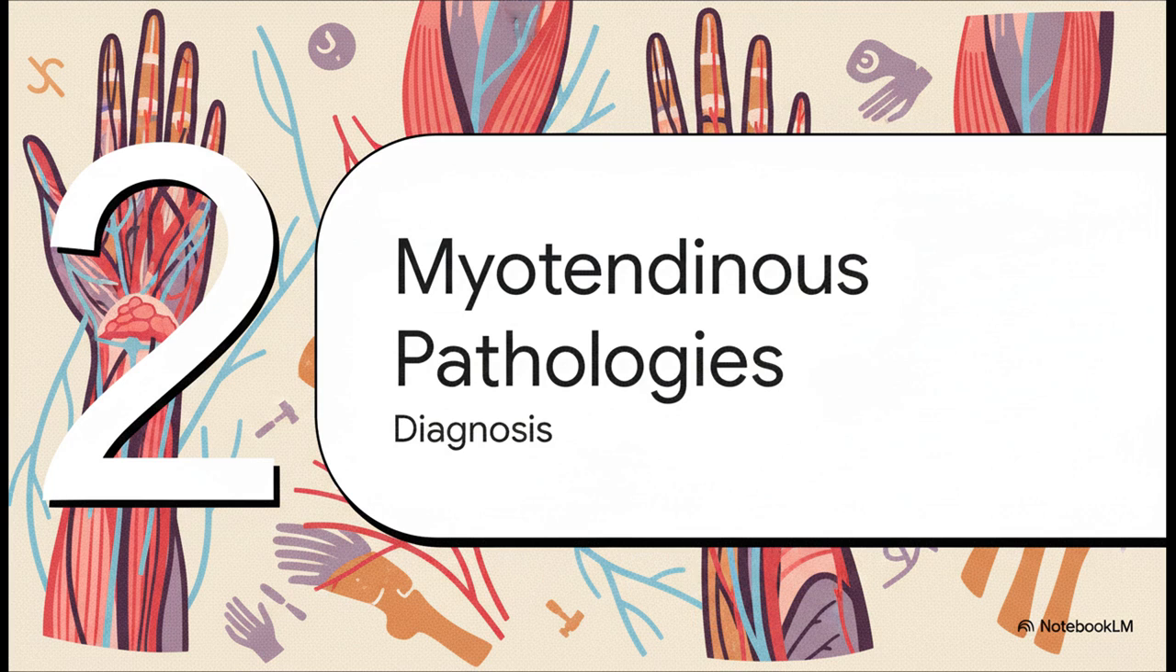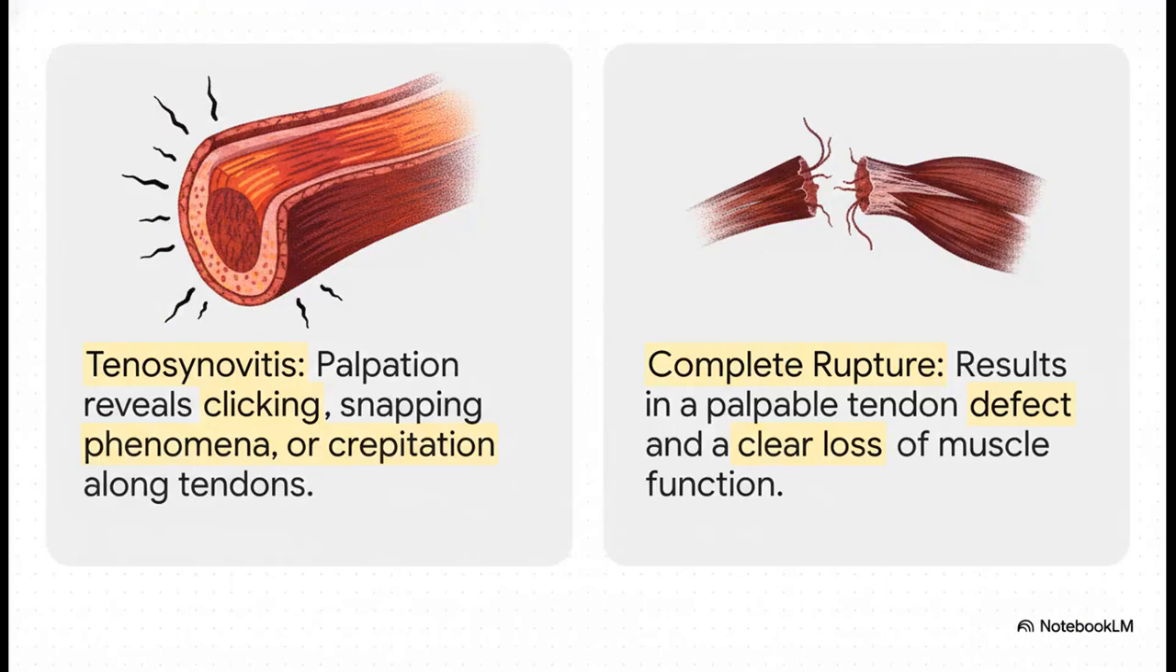Now we're looking at diseases of the muscles and tendons. And for these, your palpation skills are what's going to be front and center in telling you what's really going on under the skin. And this slide just lays out the difference so clearly, right? It's all about what you can feel. With Tenosynovitis, you're feeling for that friction, that crepitation and clicking as the inflamed tendon struggles to move in its sheath. But with a complete rupture, you're feeling for an absence of something, a literal gap or defect in the tendon, which you then confirm with that obvious loss of function.